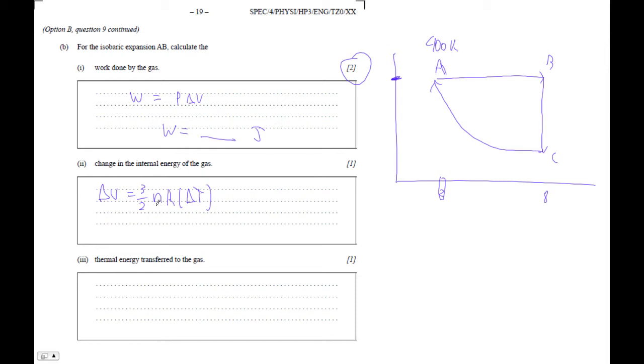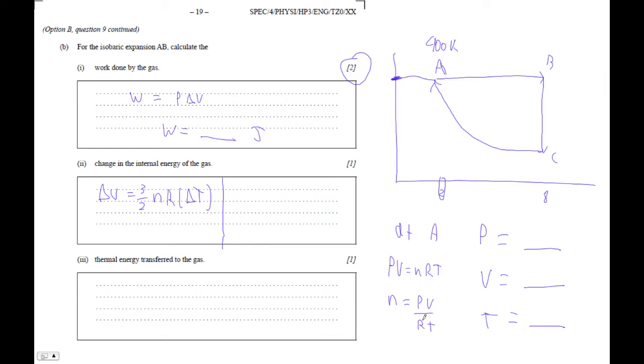R is 8.31. Uh-oh, we don't know the moles, except we do. At this point at A, we know the pressure, read that off the graph. Volume, read that off the graph. And then we know the temperature, we'll read it off the graph. And then we know that PV is nRT, so therefore n is PV over RT.